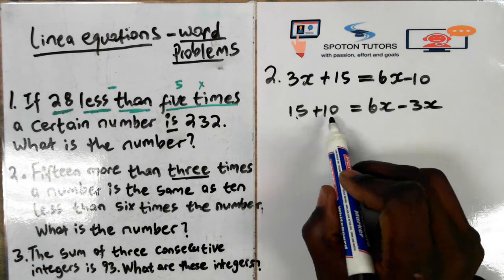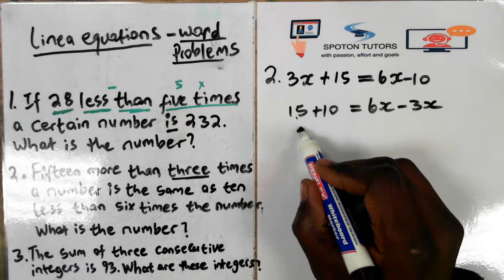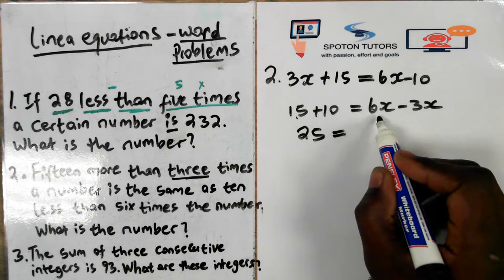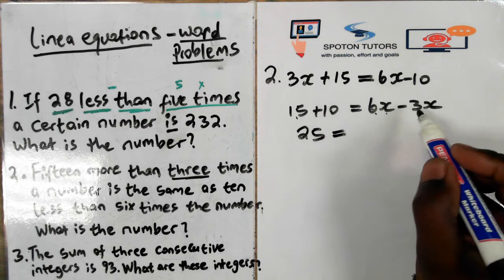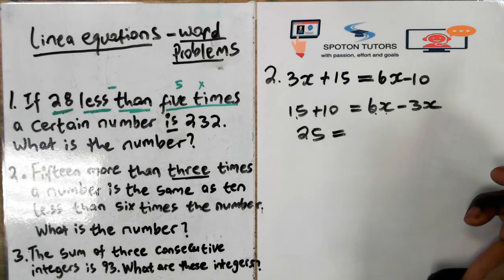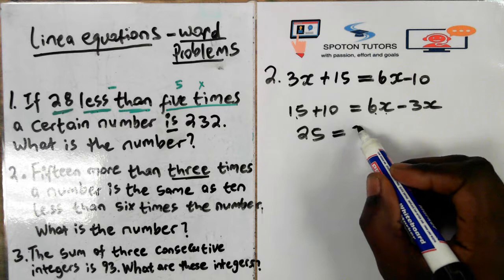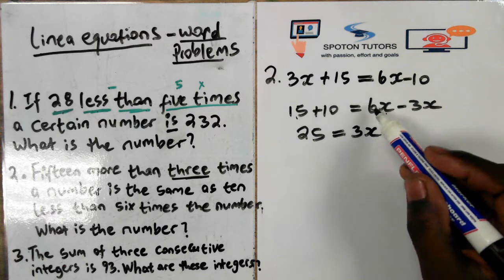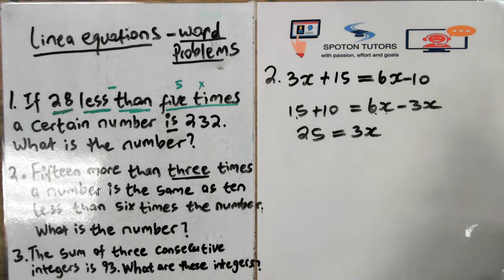So 15 plus 10 is 25, equals 6x minus 3x. You can view it this way: 6 minus 3 is 3 with an x. That's it. When you're subtracting terms of the same basis, you just subtract the coefficients and keep the variable. There we go.